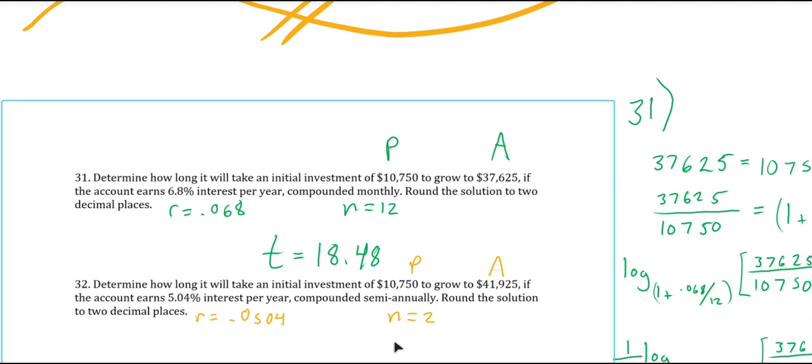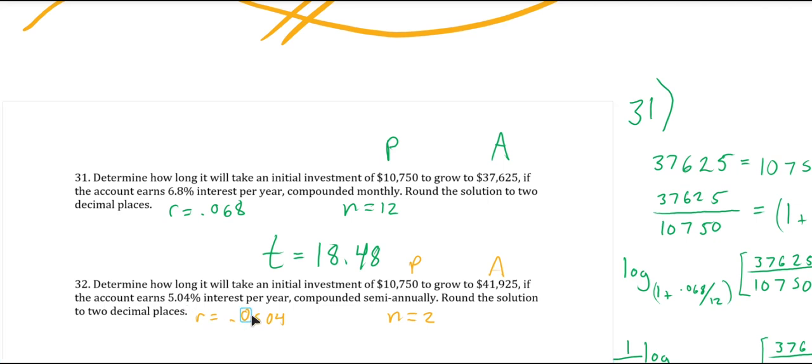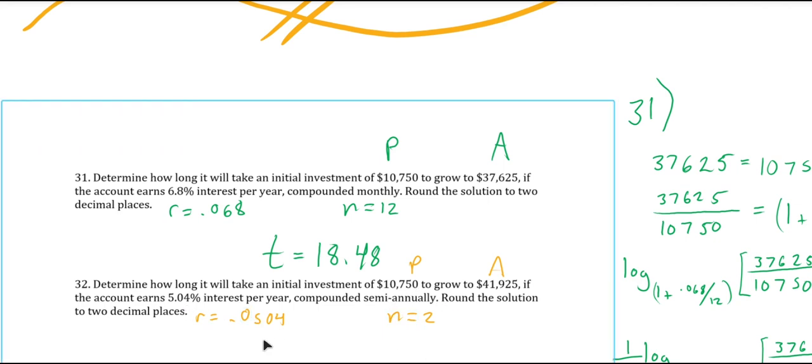Question number 32 is similar. We identify P, we identify A. They've given us a percentage, which we write as a decimal, and they've told us the compounding schedule is semi-annual.